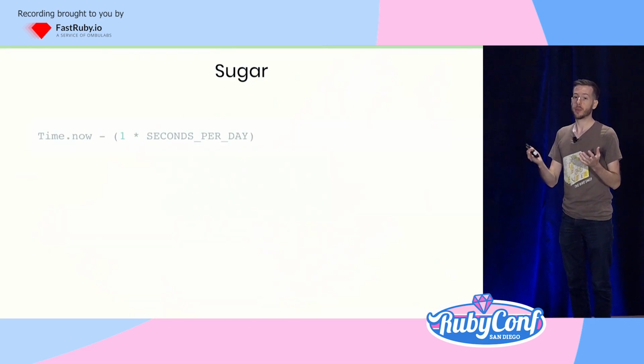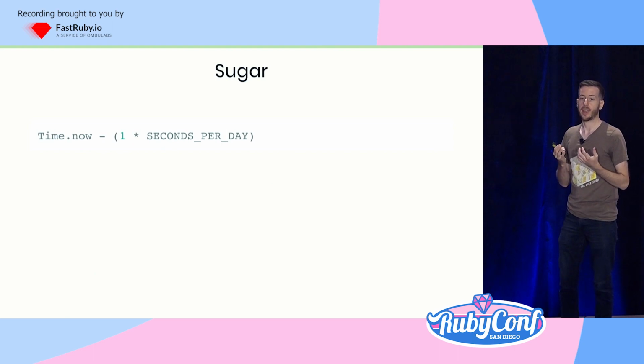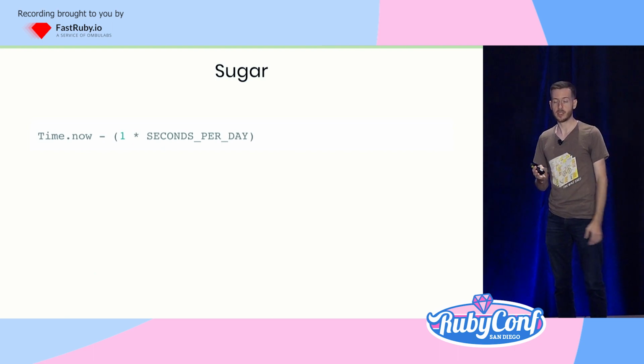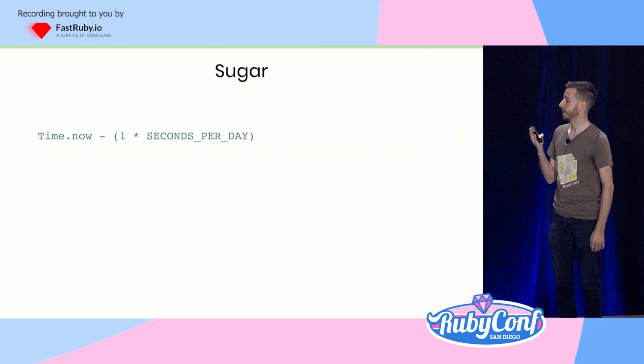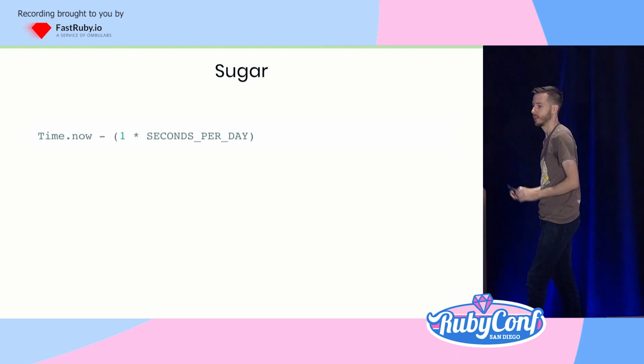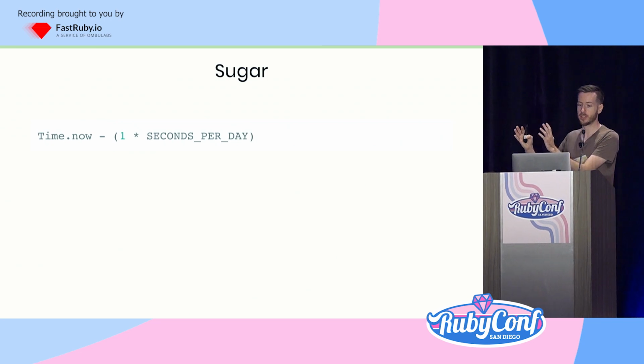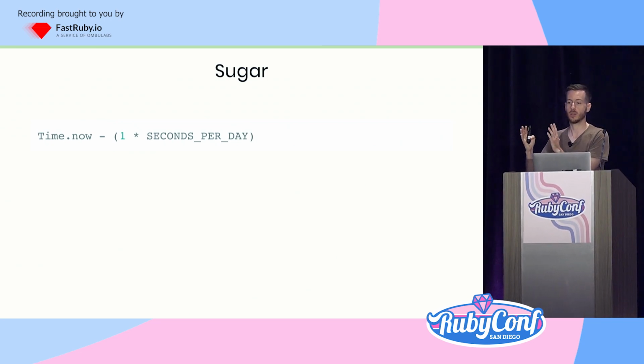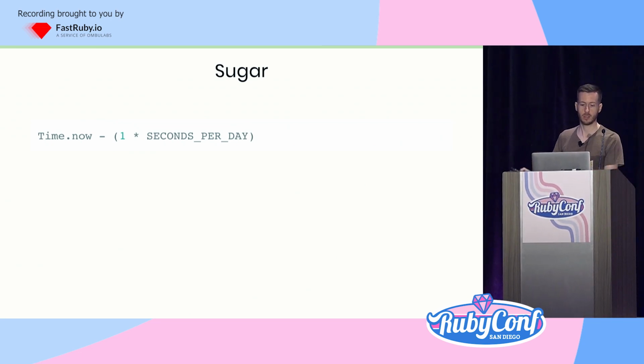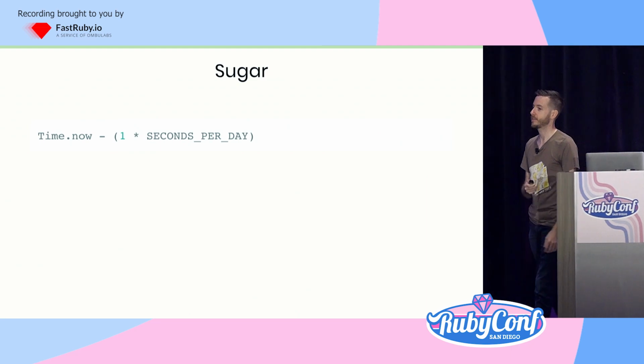And really what this gives us is a very nice human-readable syntax, some sugar, for doing something that looks a little bit more like this. You take time.now, it's a moment, and you subtract some kind of duration, the number of seconds in 1 day, to get 1 day ago. But what about time of day?